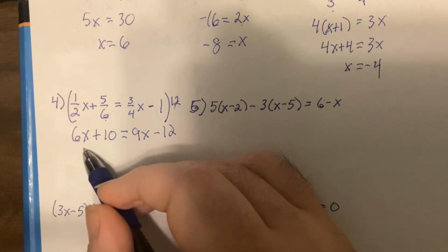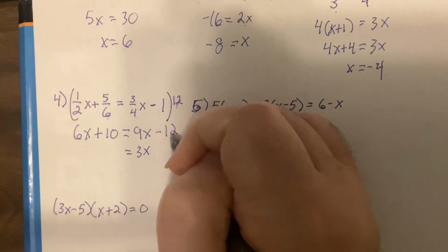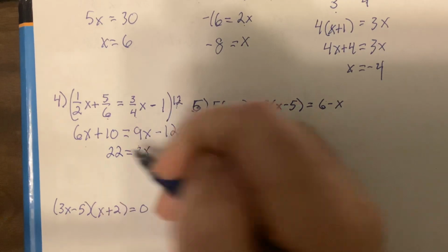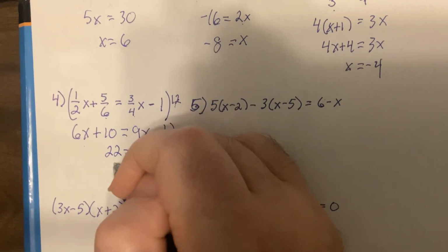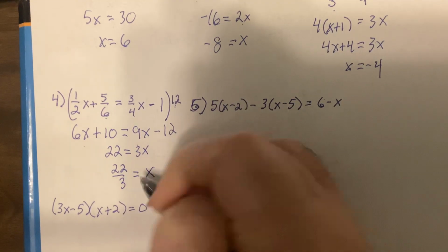So I'm going to subtract 6x, and I'm going to add 12. Then divide both sides by 3 to get x by itself.